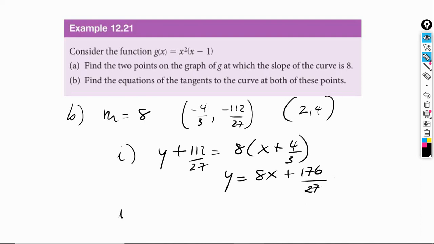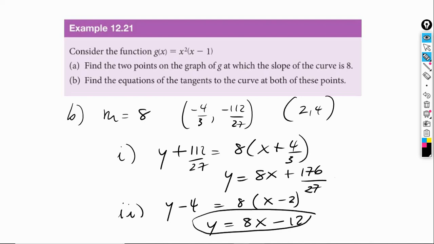And then to find the second equation, we do the same process, but we plug in 2 and 4. So it would be y minus 4 is equal to 8 times x minus 2. And then if we expand this, we're going to get that y is equal to 8x minus 12. Therefore, this and this are the 2 equations of the tangents to the curve at those 2 points.